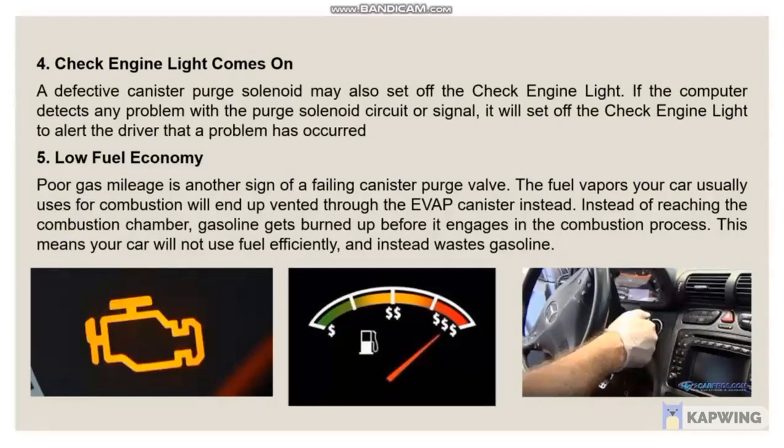Number 5 is low fuel economy. Poor gas mileage is another sign of a failing canister purge valve. The fuel vapor your car usually uses for combustion will end up vented through the EVAP canister instead of reaching the combustion chamber. Gasoline gets wasted before it engages in the combustion process. This means your car will not use fuel efficiently and will instead waste gasoline.